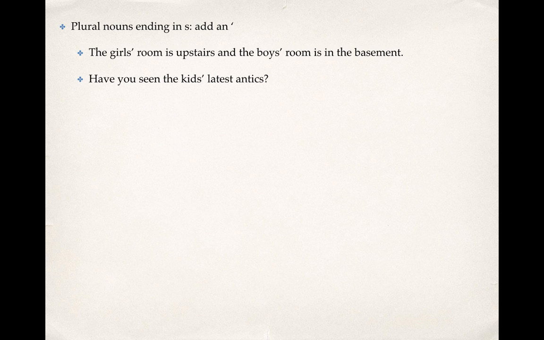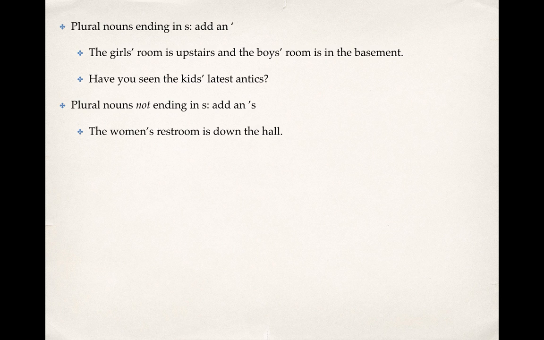Okay, so most plural nouns end in S, but we do have a few exceptions, such as one woman, two women, one man, two men. So what do you do when you have a plural noun not ending in an S? Then you use an apostrophe S, and this is really what makes it confusing. So the girls' room is upstairs, apostrophe at the end. However, the women's restroom, such as in this sentence, is down the hall.